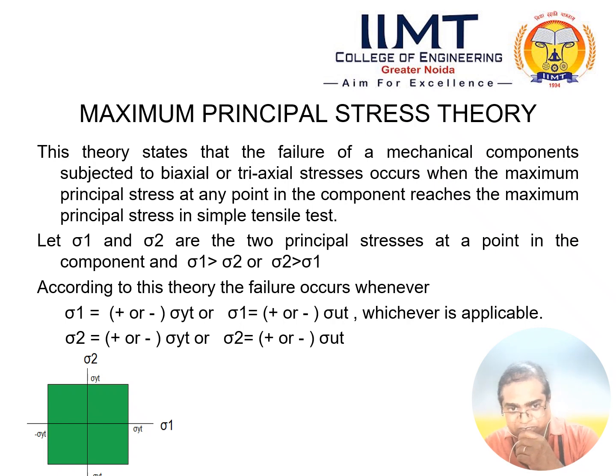So on the basis of all these four straight line equations, we can make the safety region, which we can see in this figure. Sigma 1 and sigma 2 are the two principal stresses and they are mutually perpendicular to each other. On the sigma 1 line, the maximum value for tensile is sigma yt, and for compressive the maximum value is minus sigma yt. And for sigma 2, the maximum value is sigma yt for tensile, and minus sigma yt for compressive.